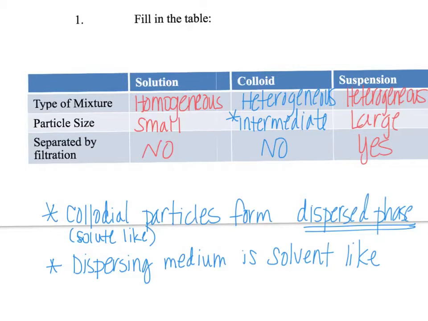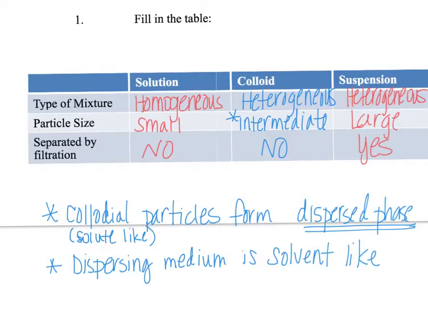And then the last one, suspension, is heterogeneous. It has very large particles, and it can be filtered out. And remember, in a suspension the particles will settle out if it's not continuously stirred or agitated.